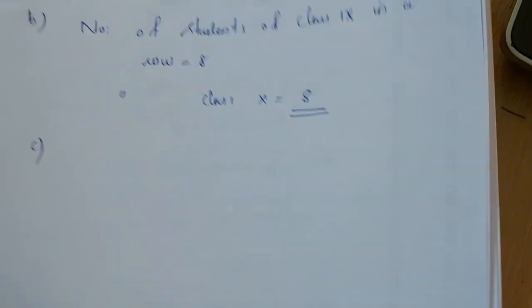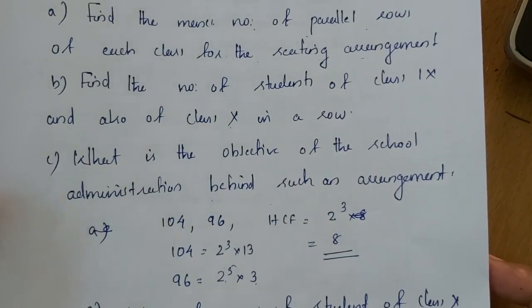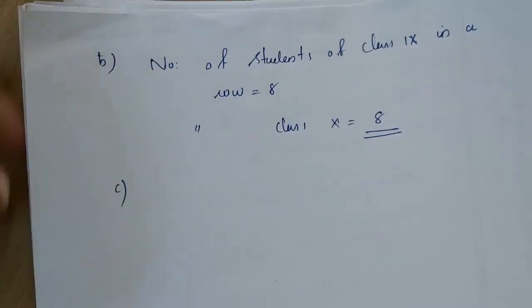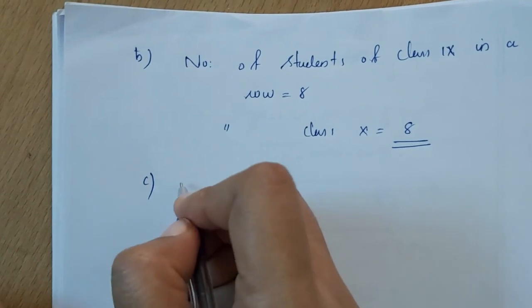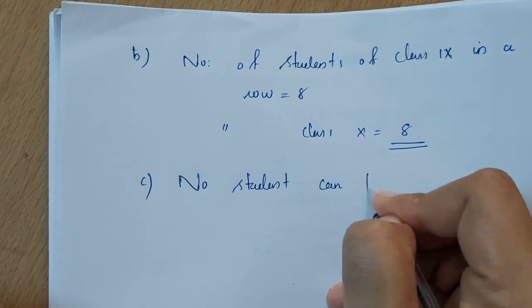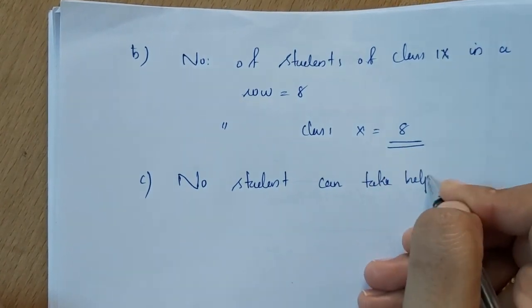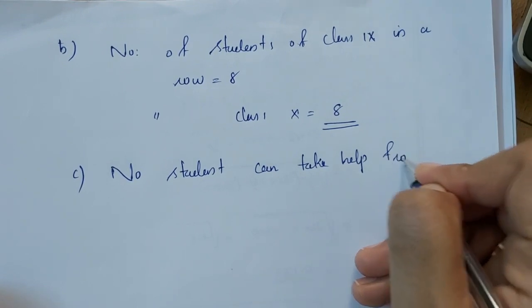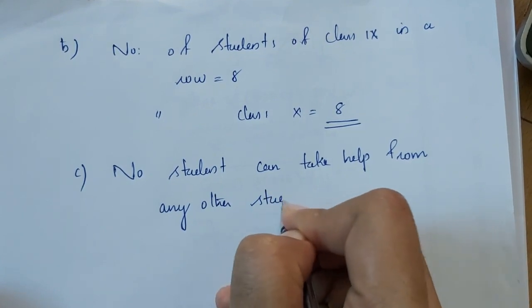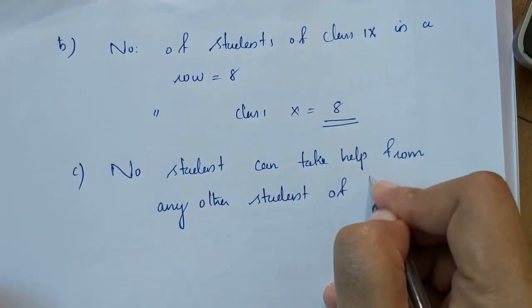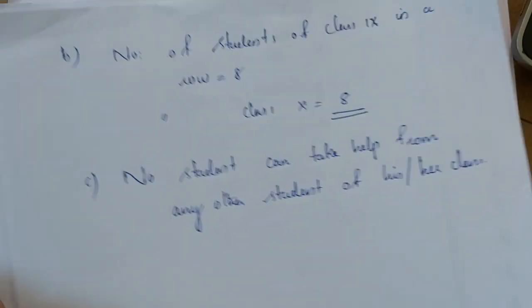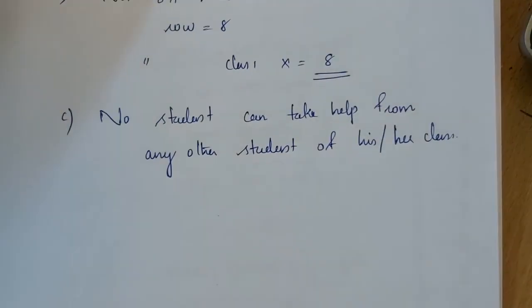And the last question, the third subpart: what is the objective of the school administration behind such an arrangement? It's not a mathematical question. Then you can take help from any other student of his or her class. This is a simple objective. Next question.